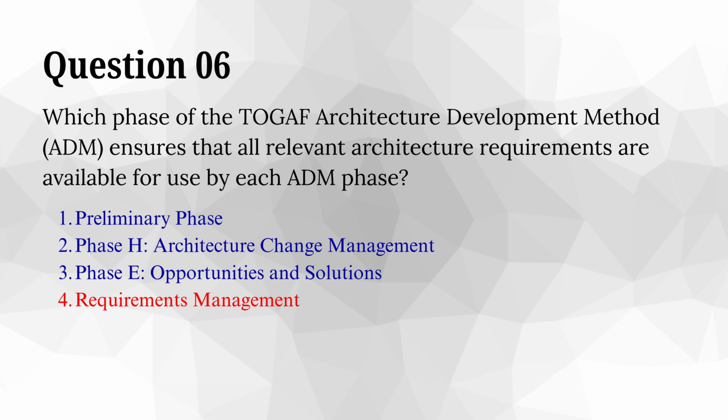The requirements management phase ensures that relevant requirements are available to every ADM phase. Changes to requirements are properly controlled. Architecture work remains aligned with business needs. This phase acts as a central repository and coordination mechanism for requirements across the entire architecture effort.